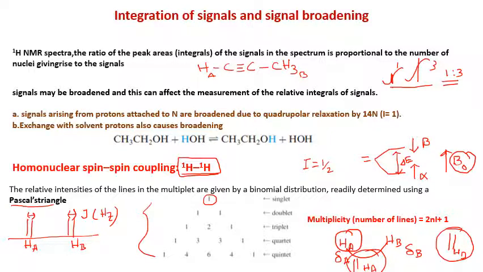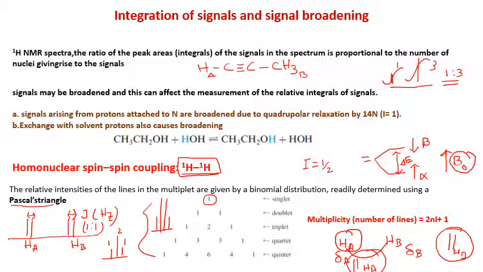For example, for a doublet the intensity is 1:1. You can see that the two heights are the same. For a triplet you will get a 1:2:1 pattern. In a quartet you will get a 1:3:3:1 pattern.